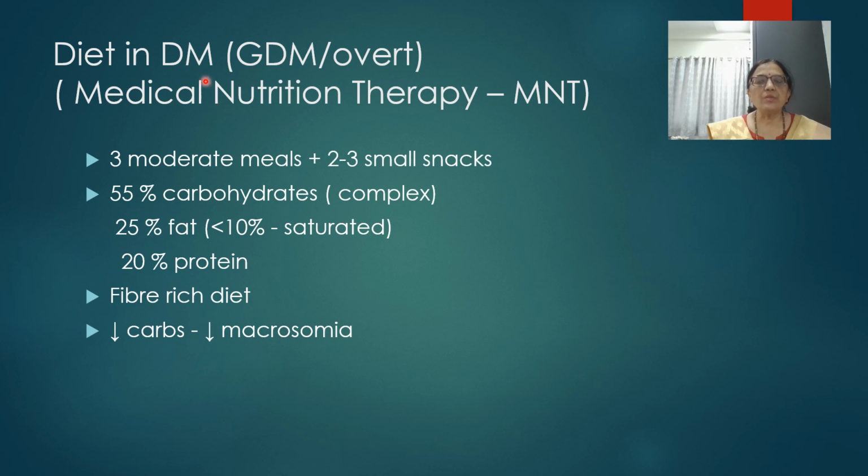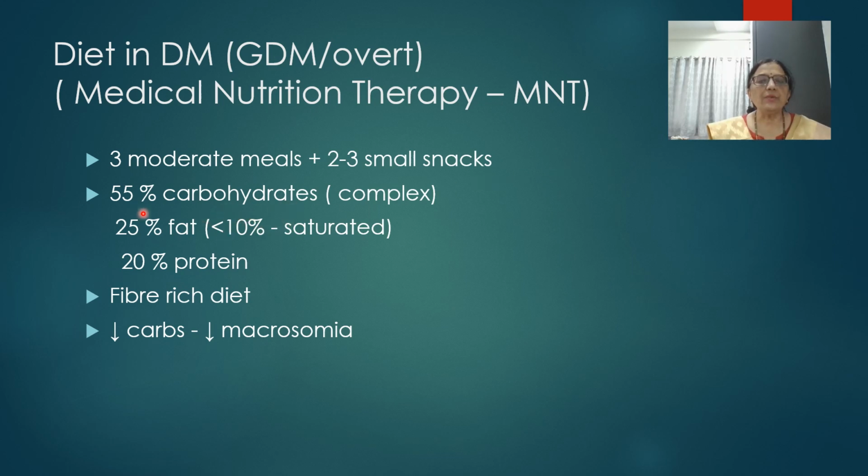Diet in diabetes mellitus is also called medical nutrition therapy or MNT, which is same for gestational diabetes mellitus and for pre-gestational or overt diabetes. A patient has to split her food intake in 6 parts, where there are 3 moderate meals and 2 to 3 small snacks at regular intervals, so that it leads to a moderate rise in blood sugar after each meal, and there are never periods of sudden hyperglycemia and sudden fall in blood sugar.